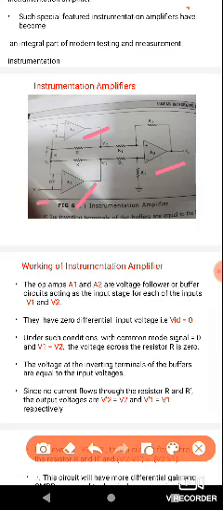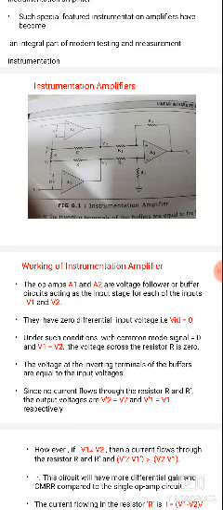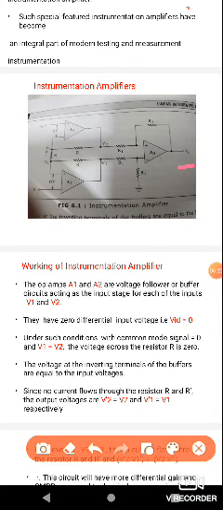A2 op amp will be connected with the inverting input, and A1 op amp will be connected with the non-inverting input. The inverting input is indicated by the minus symbol, and the non-inverting input is indicated by the plus symbol. V0 is the output. Here we have resistors R2, R1, R1 dash, R2, and R2 dash.